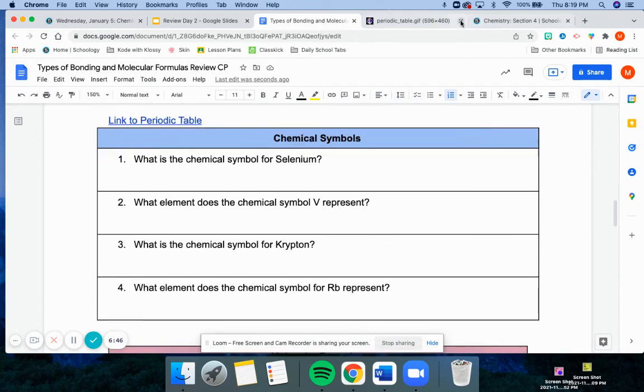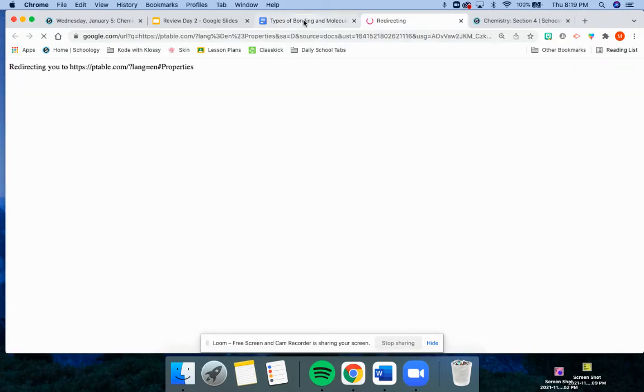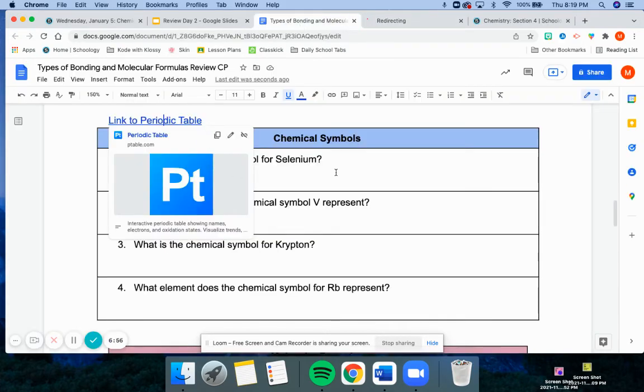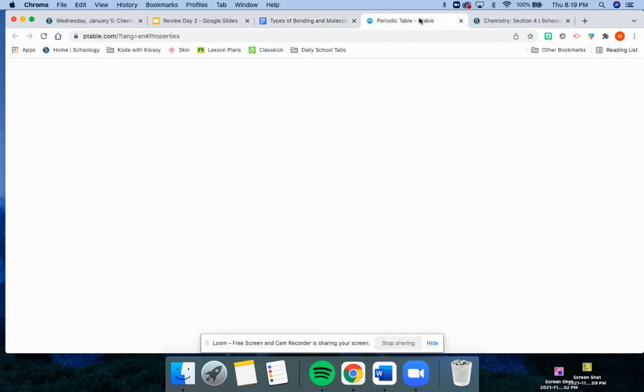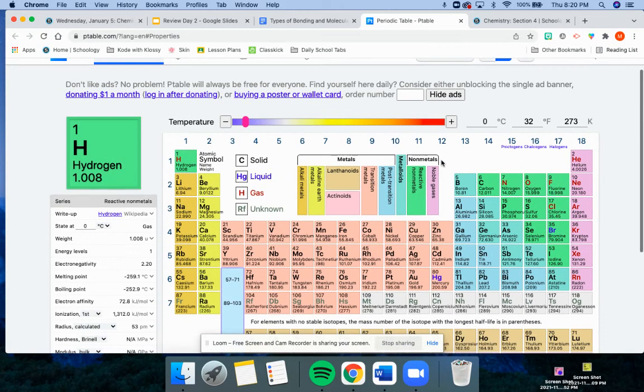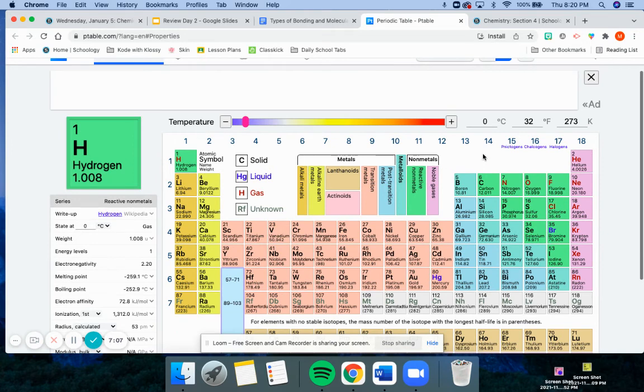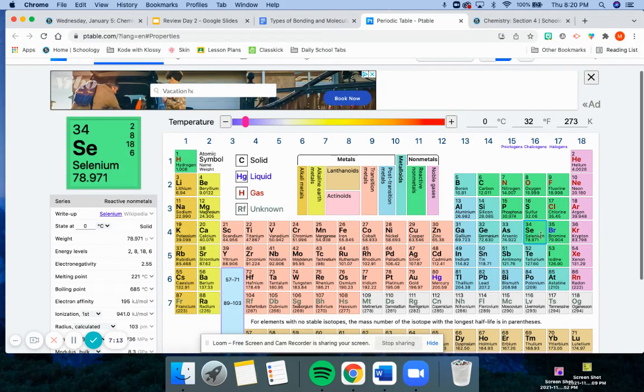The second set of questions just allows us to practice a little bit translating between element names and chemical symbols using the periodic table. So if I open up the periodic table, my first question is asking, what is the chemical symbol for selenium? So I'm going to find selenium on the periodic table. I can see that it's right here. It has an atomic number of 34, and the chemical symbol is Se.